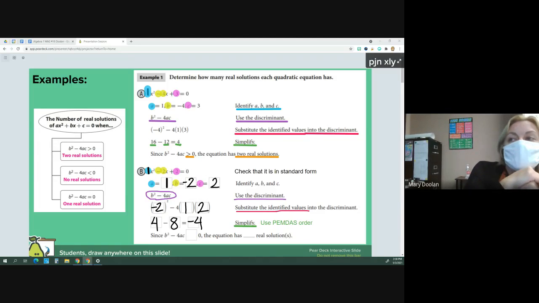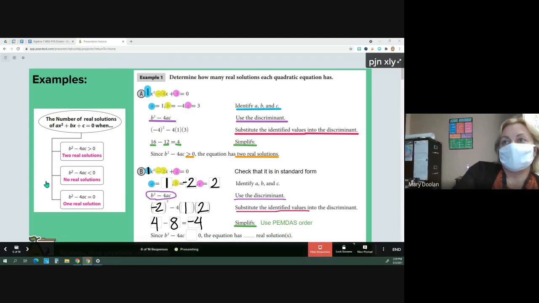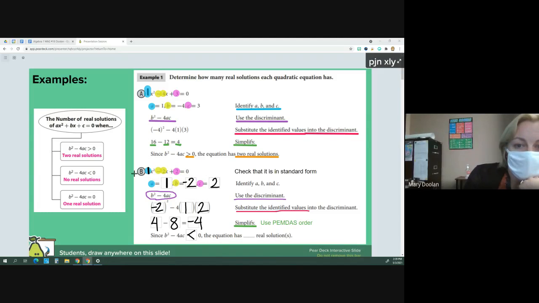All right, so from that, I figured out that the discriminant is a negative number. If I look over here and look at what that means, if my discriminant is less than 0, well, there's no real solutions. I can't even solve this, okay? There's no real values of x that work to make this a true equation. So since it is less than 0, it has no real solutions.